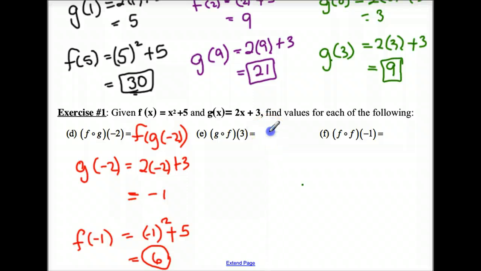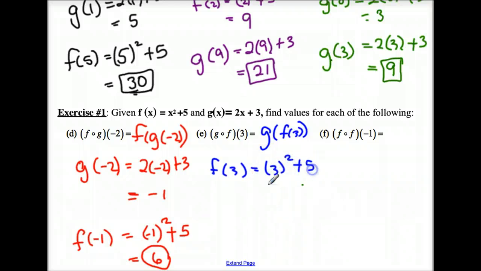Let's rewrite this: g of f of 3. Remember, you don't have to rewrite it, I just like it this way. First thing is f of 3. f of 3 becomes 3 squared plus 5. 3 squared is 9, plus 5 is 14.